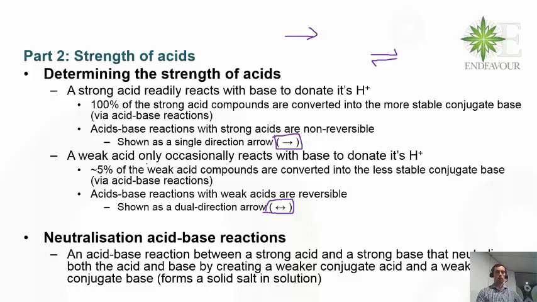In this section, we also had a look at our neutralization reactions, the fact that we can use the strong acid and the strong base together to actually create a conjugate acid and a conjugate base that are weaker and therefore more stable. And in the process of doing this, we also create a salt, which you can see as the formation of a white substance within the solution.